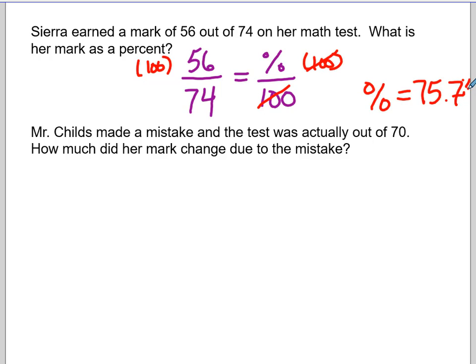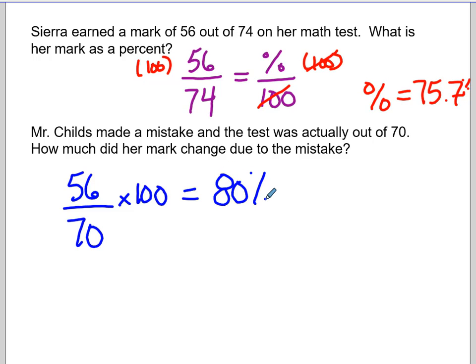Okay, but oops, Mr. Childs made a mistake and the test was actually out of 70. How much did her mark change due to the mistake? If we take the exact same mark she earned, 56, and change it to being out of 70, we can use the same process. Instead of dividing by 74, we go 56 divided by 70 times 100, and her new mark is now an 80. But the question asked how much did her mark change. It didn't ask what her new mark was.